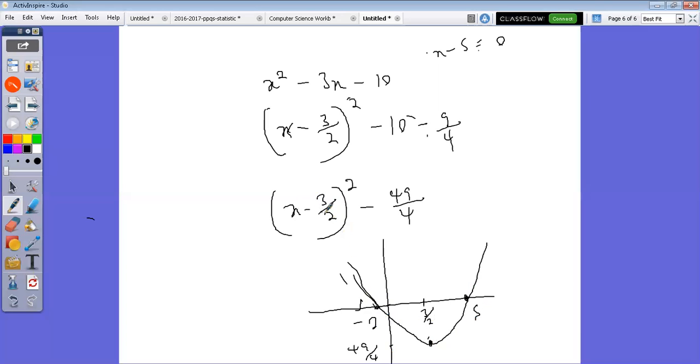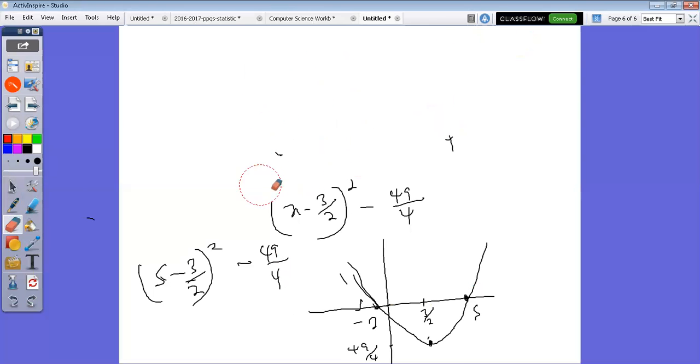Let's try to solve it to prove it's true here. 5 minus 3 over 2 squared. What do you get from a calculator? Then minus 49 over 4. Five minus 3 over 2, what do you get? Then you square that. 49 over 4. Yeah, and if you say 49 over 4 minus 49 over 4 is what? It's 0. Can you see that? Clear now? Makes sense to you now? Yes.